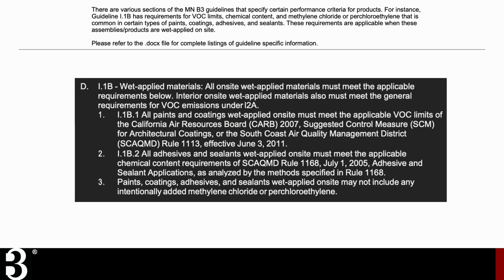If you look within specific guidelines, it's important to note that, for instance, in this case, I-1B for wet applied materials has certain restrictions for VOC limits, chemical content, and other types of ingredients that are commonly used in these products. In this case, paints, coatings, adhesives, sealants. And so the guidelines try to steer projects away from using known harmful chemicals, compounds, and ingredients by implementing these sorts of restrictions on which products are acceptable and should be included in the list of product manufacturers that are contained in a spec.